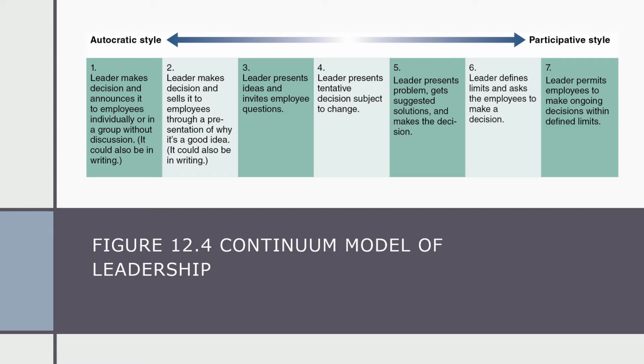Even though the continuum model was popular, a major criticism was that it was too subjective. Determining which leadership style to use is complex. You must determine the style you prefer to use, the one your subordinate wants you to use, and the one the situation calls for. Then you select one of the 7 styles.